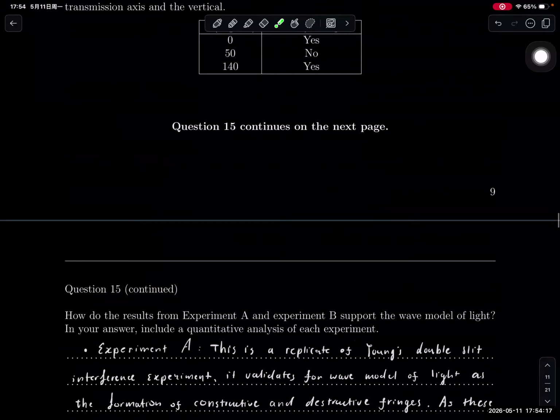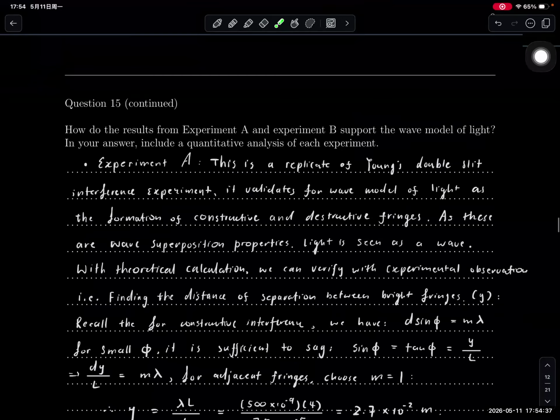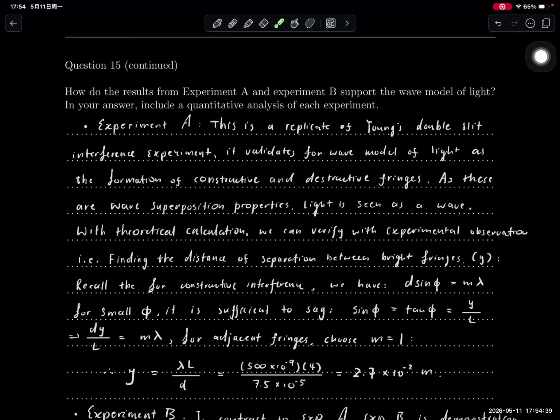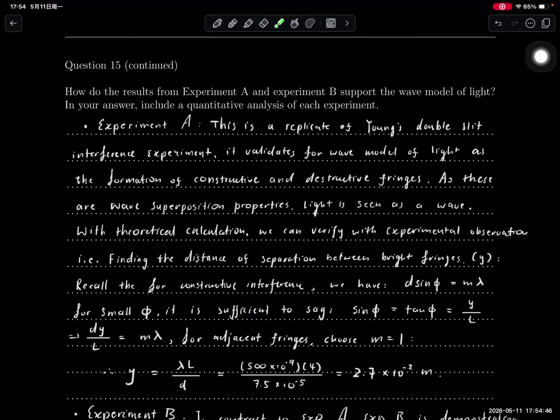So the question asks, how do the results of experiment A and B support the wave model of light? And your answer should include a quantitative analysis for the experiment. Again, dot points, A and B, just two dot points, and do your calculation and then explain what's happening using properties of light. So experiment A was the double slit interference experiment and it was replicating Young's double slit, right? It was not exactly the same because obviously it's modified. But yeah, just write this down to show you understand, right?